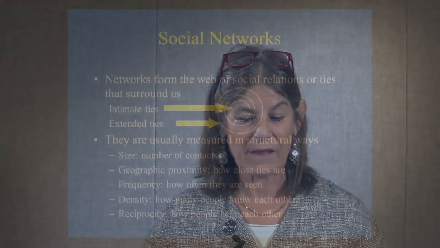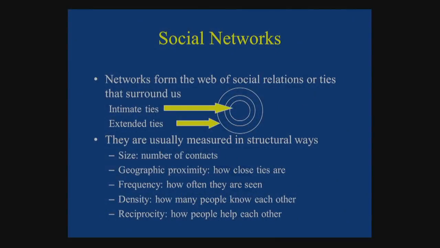So that, again, for me, was one of the most important things that we think about when we think about the ways in which social networks can influence behaviors and health. So here's the little egg shape, not as elegant as the one that Boissevain did, but I want to show you about the structure. So when we look at social networks, what we're looking at is the web of social relationships or ties that surround us.